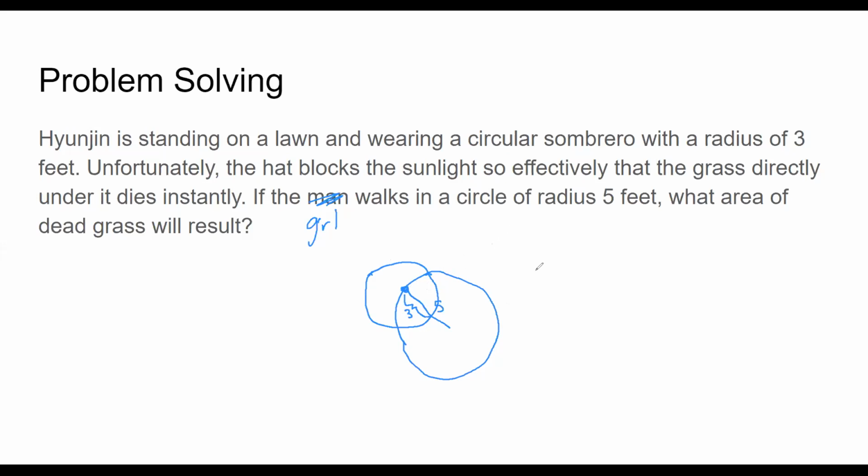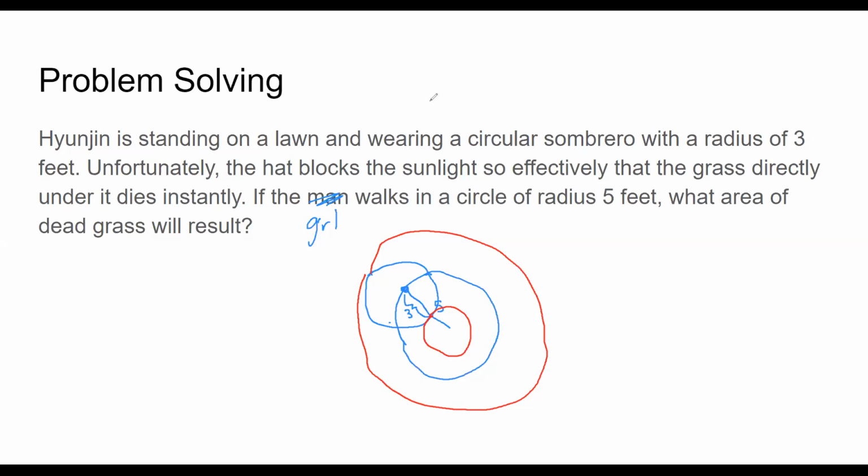So anyone have an idea of how we can solve this? So this circle is going to walk all the way around this larger circle. We find the circumference, or the area, and then say that's the grass? Yeah. So we have to do some areas here, but we actually have to do two areas, because what happens is we'll carve out an outer circle and an inner circle. When we walk in a circle here, the outside of the sombrero will draw this outer circle, and then the inside of the sombrero will draw this little circle.